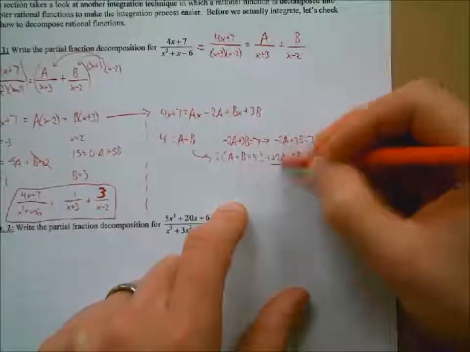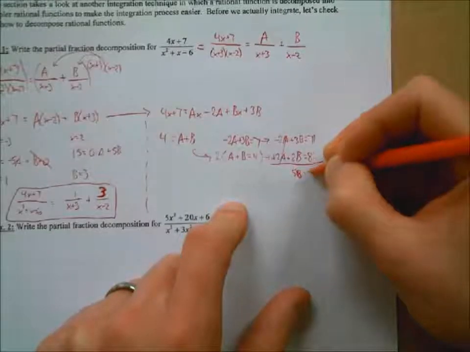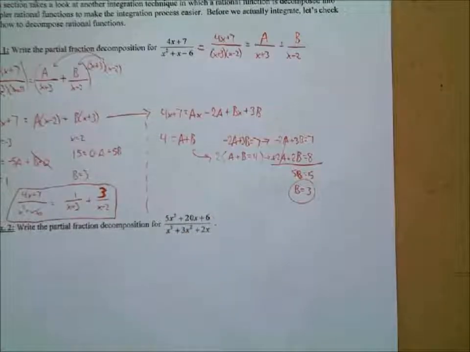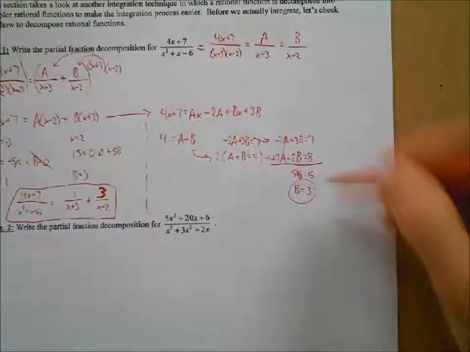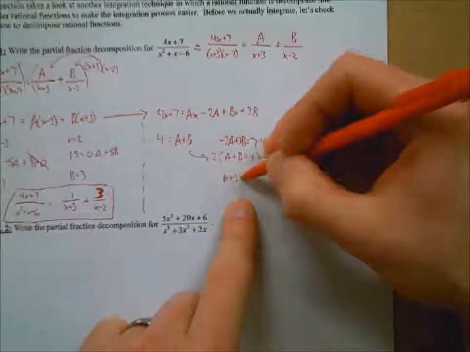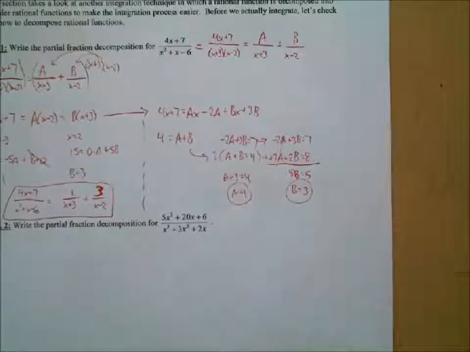The 2a's cancel. 5b equals 15. b is 3. And then once you know that b is 3, you can plug that back into our original equation here. a plus 3 then equals 4, so a equals 1. And so there's the 3 and the 1 in a different kind of way, using a system of equations instead. Your choice, what you want to do there, okay?